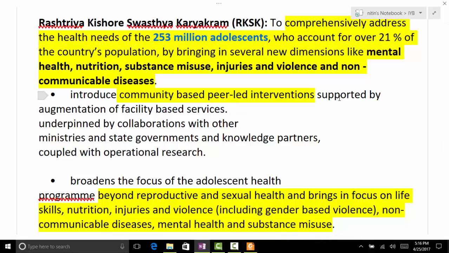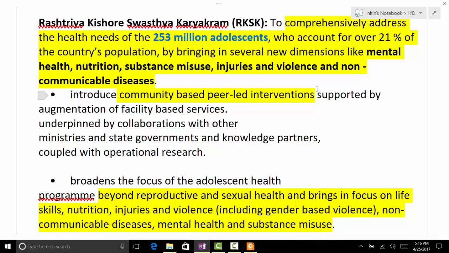So important components, किशोर स्वास्थ्य कार्यक्रम, Rashtriya Kishore Swasthya Karyakram. Abhishek, tell me. Sir, 11 to 18. So for adolescents, the needs of adolescents: nutritional needs and health needs, to prevent injuries in adolescent age. What else? Mental health, injuries, substance misuse, and NCDs.